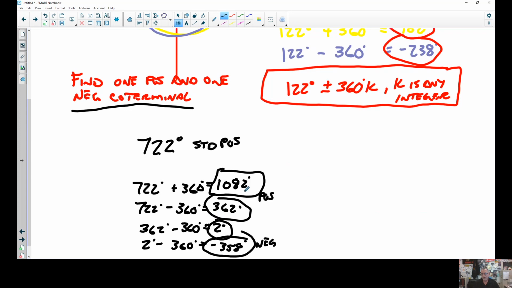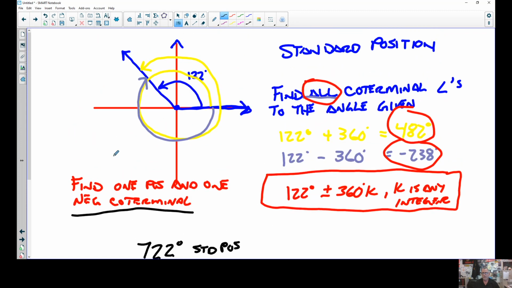They may also ask you with these, where does the terminal side lie? What quadrant? So if they ask you about the quadrants, remember your quadrants are these things. First quadrant, we usually use Roman numerals. Second quadrant, third quadrant, and fourth quadrant. So when I told you my first one was 122 degrees, that was a second quadrant. The terminal side was in the second quadrant.